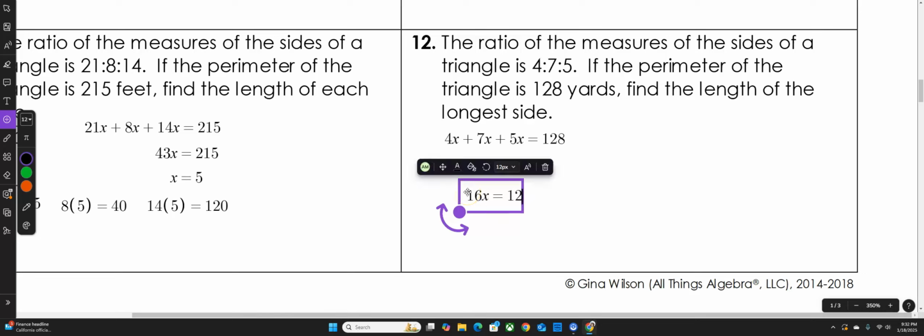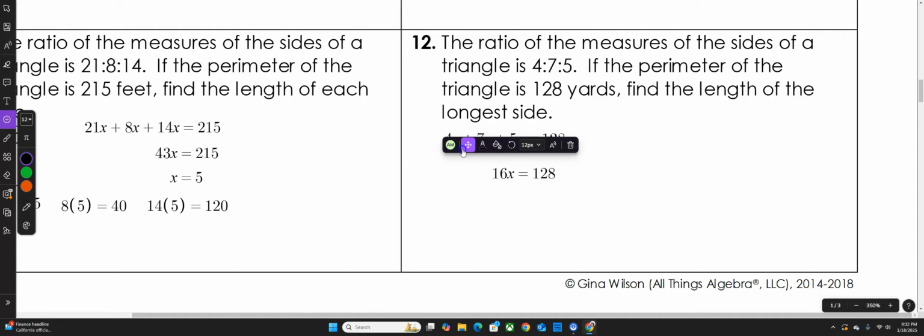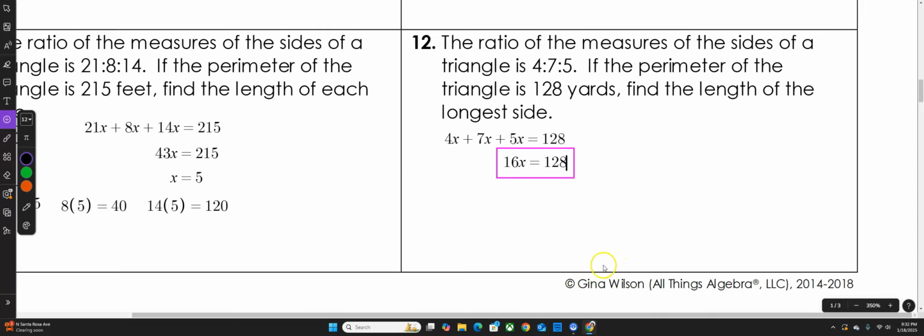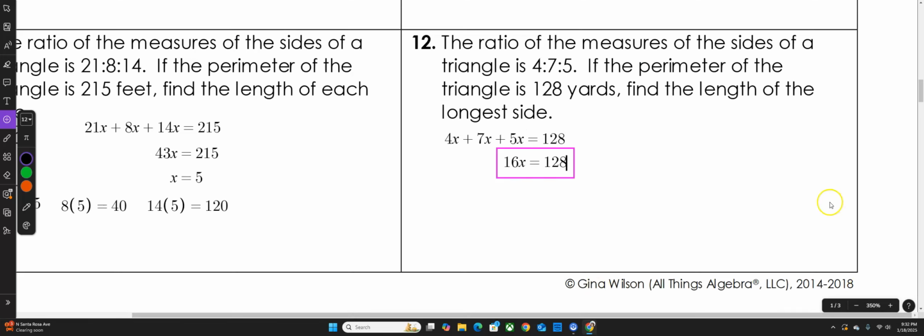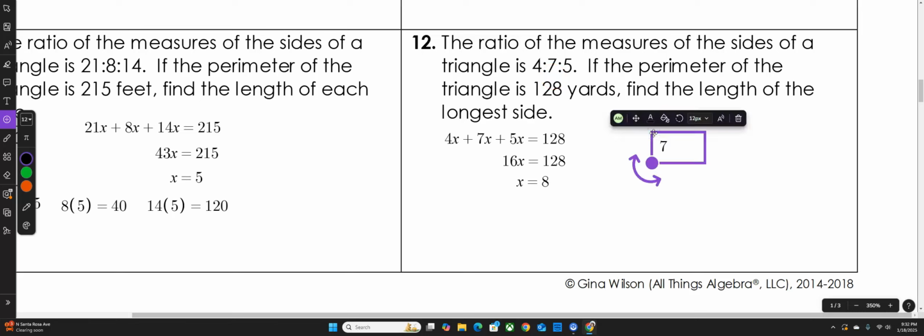I do apologize if I keep stumbling over my words. It is getting a little bit later in the evening. If we divide 128 by 16, we get that x is equal to 8. Again, they wanted me to find the length of the longest side, so I am going to choose the biggest number in the ratio. So we have 7 times 8, and that's going to be 56. So the answer to number 12 is 56 yards.